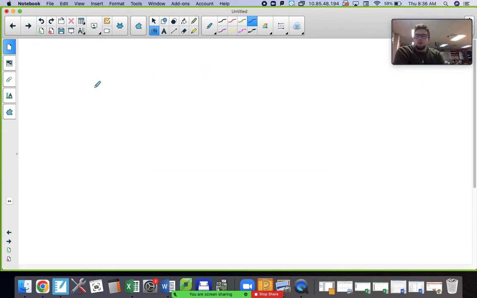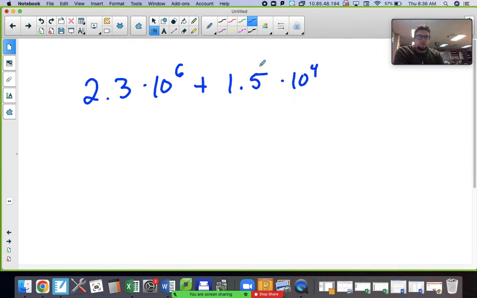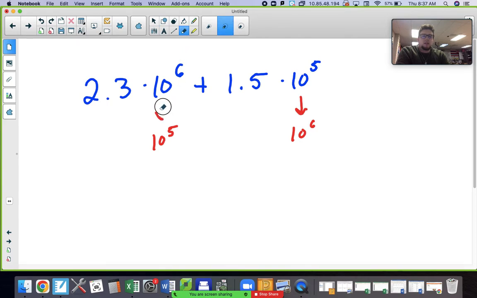If they're not the same power, say we've got 2.3 times 10 to the 6th, and I'm going to add that with 1.5 times 10 to the 4th. I'm going to make one of these scientific notation numbers be in the same power. I can choose to drop this to the 5th power, or I can choose to bring this up to the 6th power. It is always a better choice to increase the power. Saves you a little bit of effort.